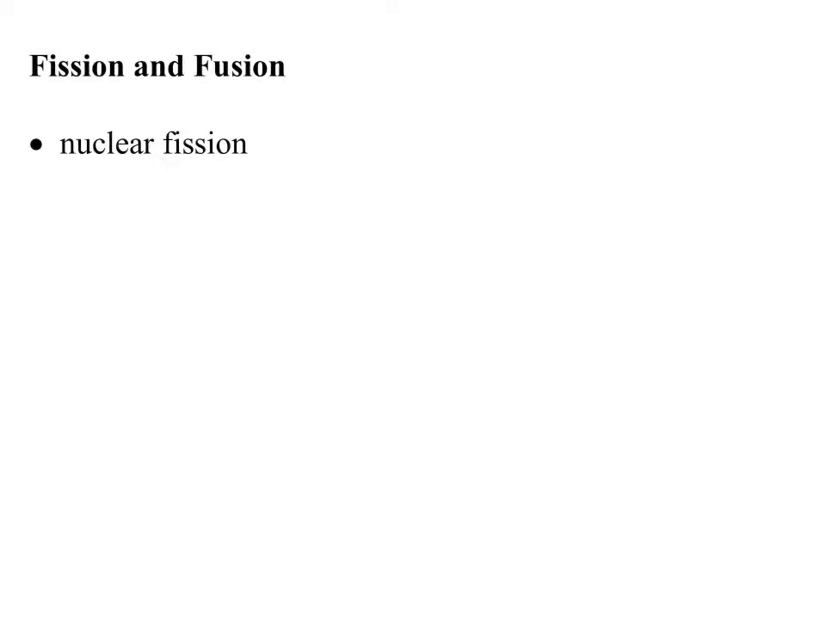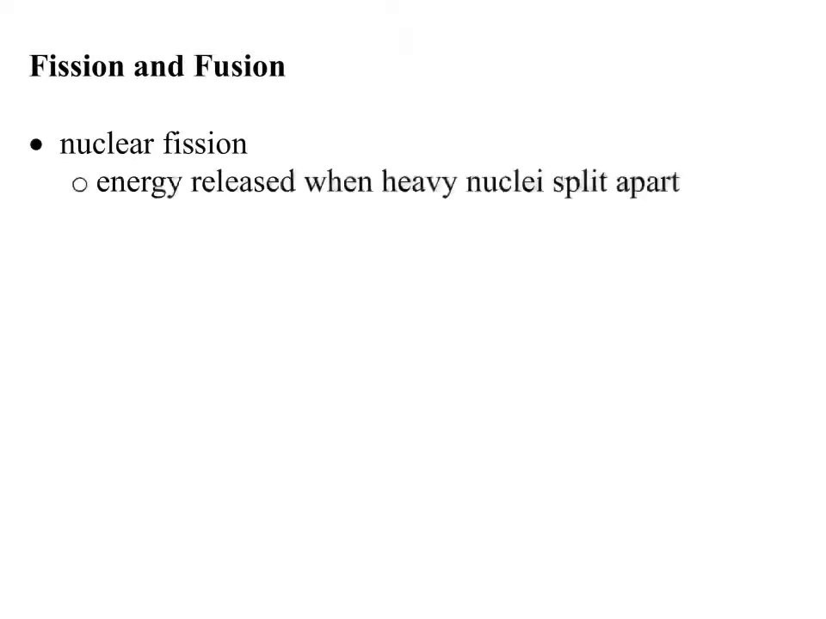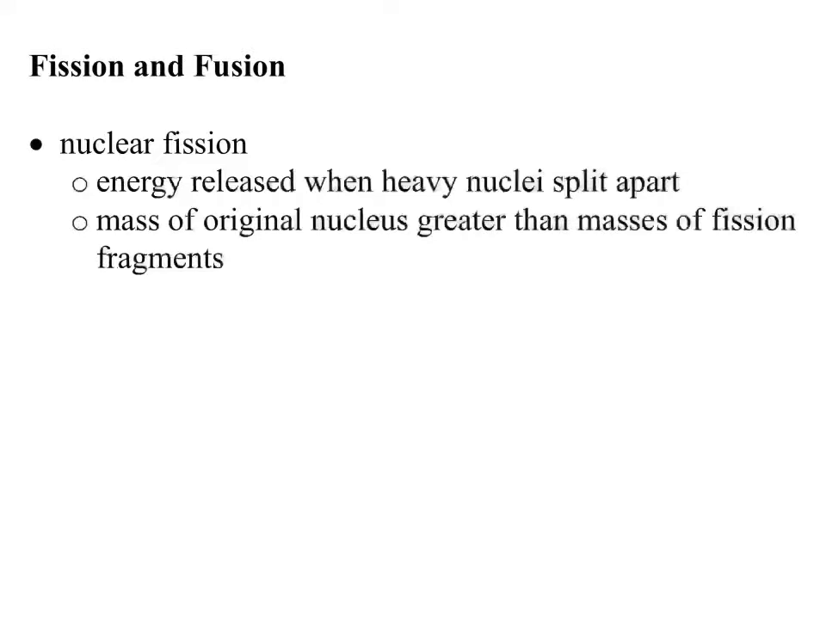Okay, let's talk a little bit more about fission and fusion, specifically fission. All right, so with nuclear fission, energy is released when a heavy nucleus is split apart, because again, so much energy is needed to keep that nucleus together that it would rather just split apart. So you bombard it with something and it's just gonna split apart, and it's gonna give off energy. And of course, the mass of the original nucleus is then greater than the masses of the fission fragments.